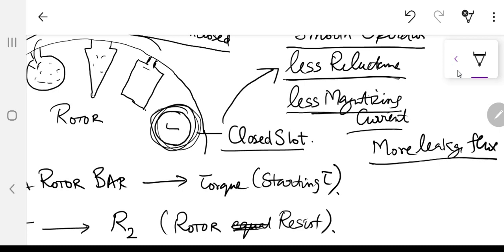Air gap is actually the point from where you are going to develop that mechanical motion. So we want all the flux to be directed towards the air gap. If the flux remains inside the core, it is having more leakage flux or more leakage reactance in the first place.